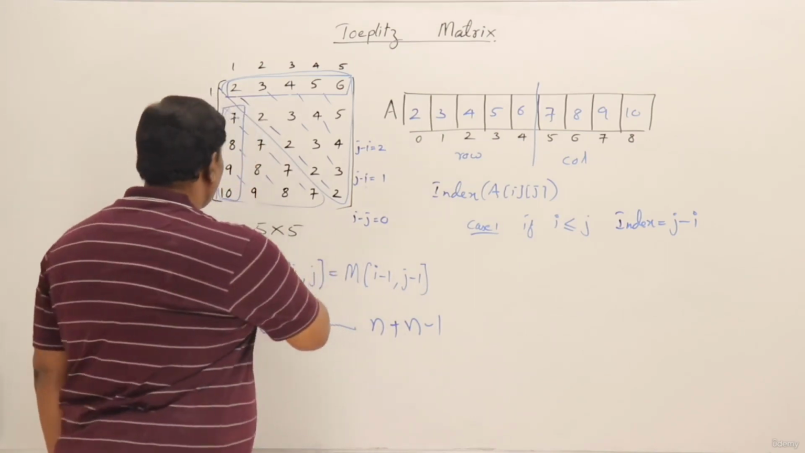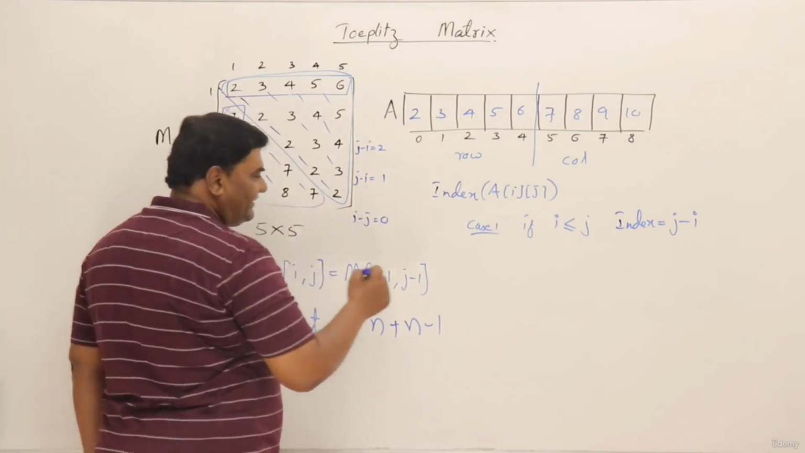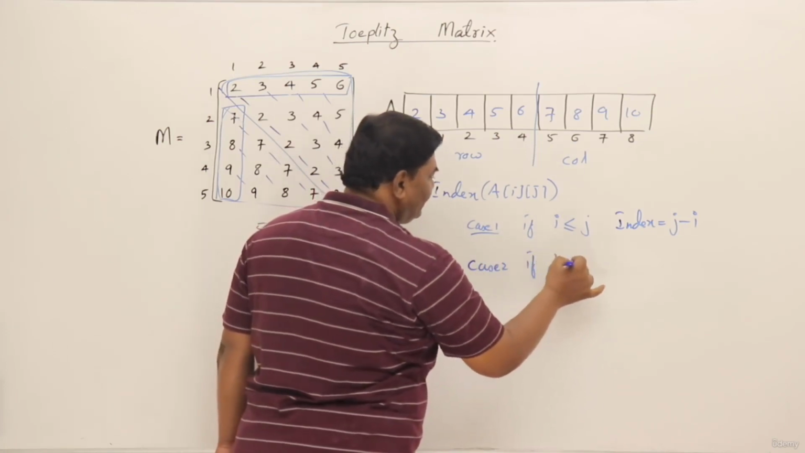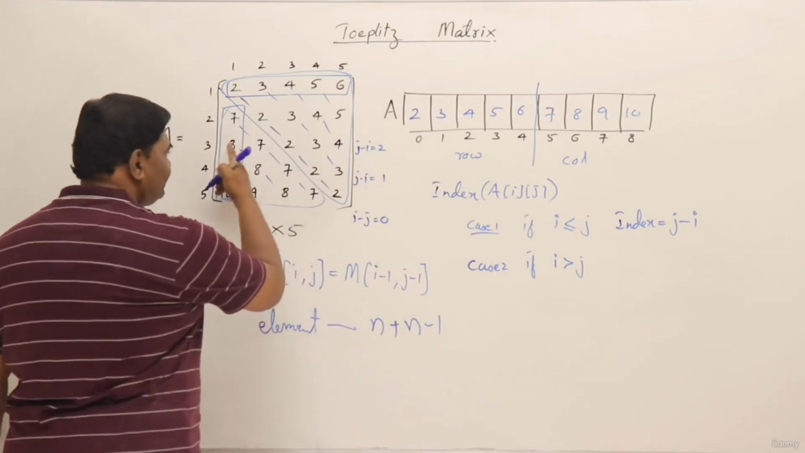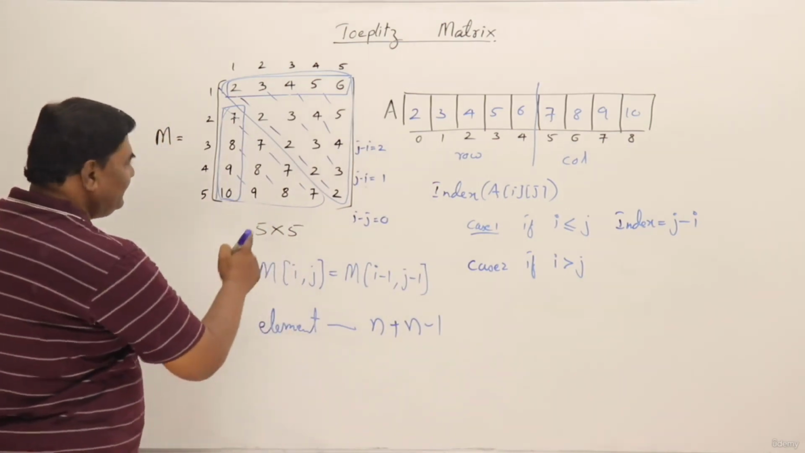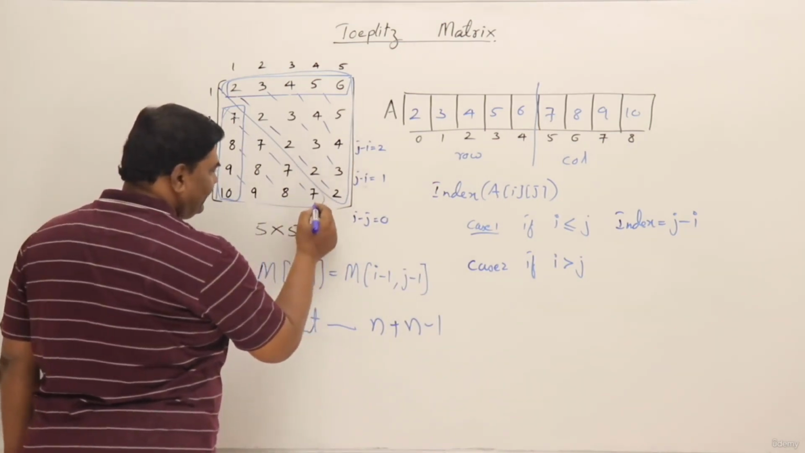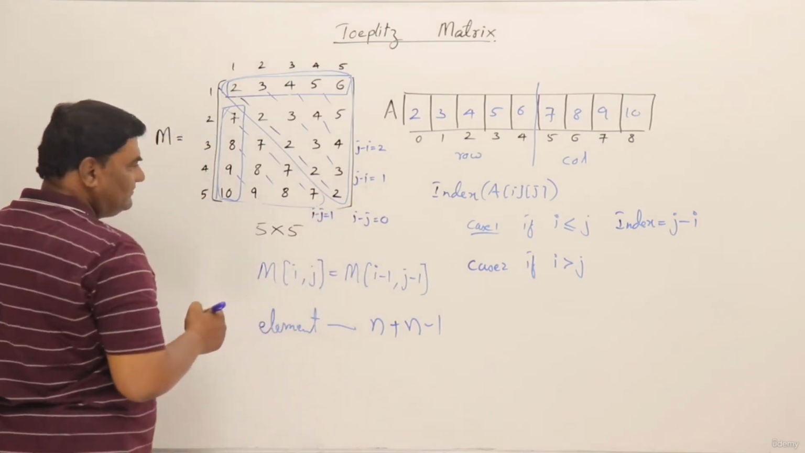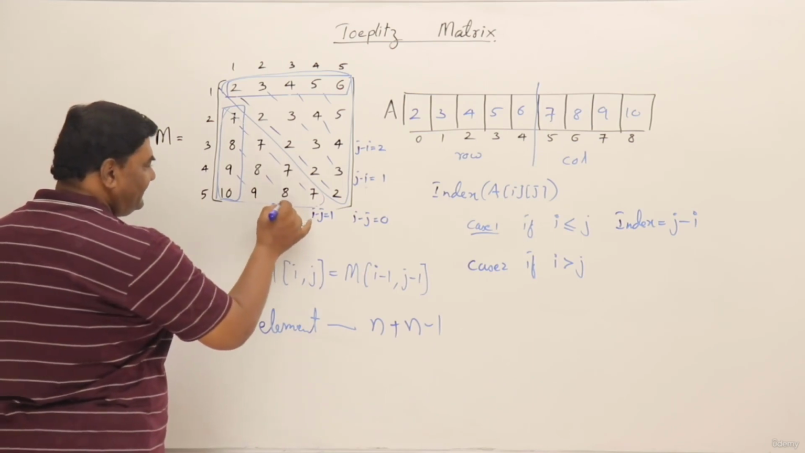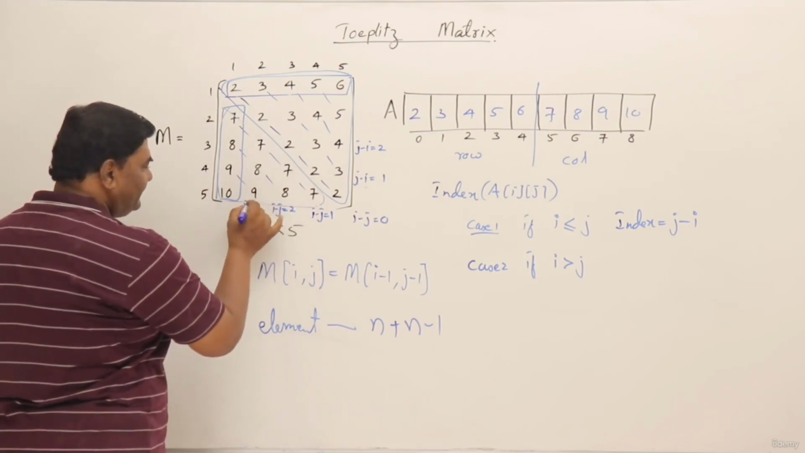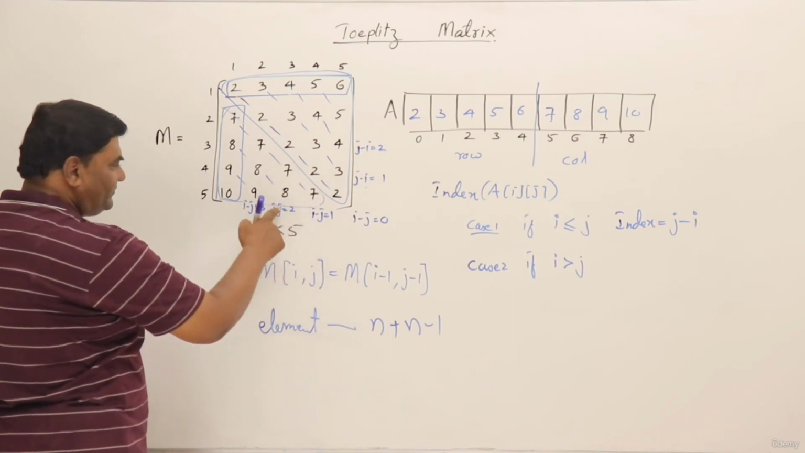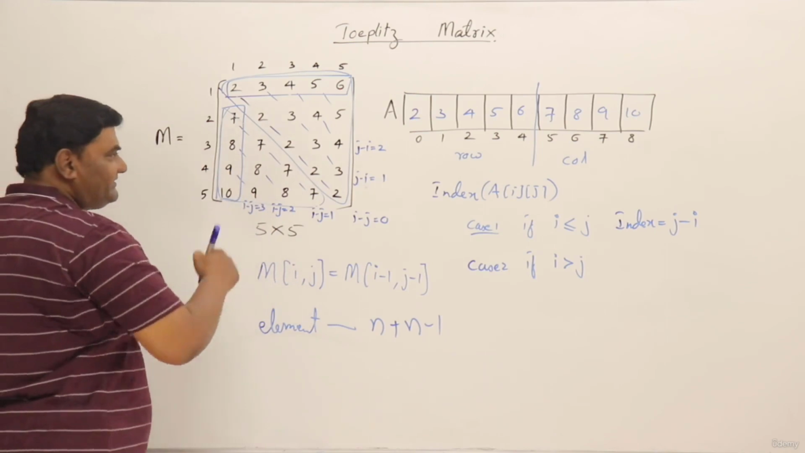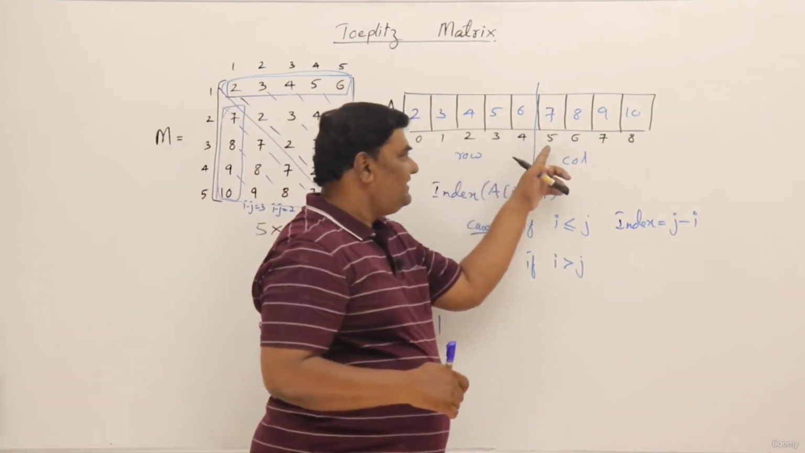Then second case, what about the elements that are in lower triangle? So case 2, if i is greater than j. Then if I want this element 7, if I do i minus j, this is 1. And here i minus j is 2. Here i minus j is 3. The elements of this diagonal are 1, this diagonal is 2, this diagonal is 3. Now let us observe where it is, starting from 5.